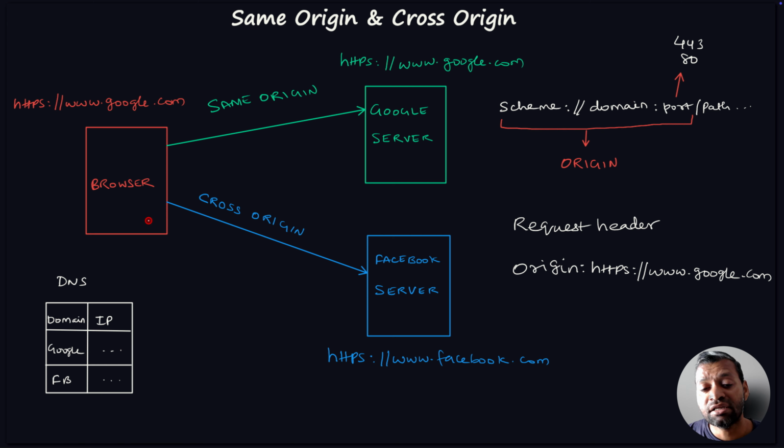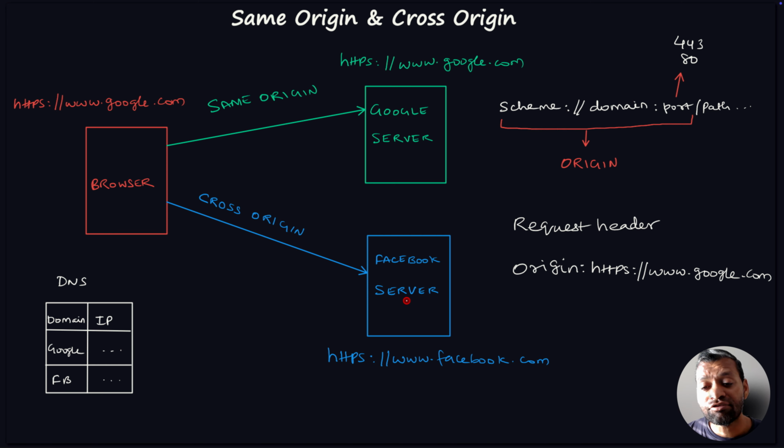From the browser side, we know that this is the page that is currently loaded and this is the request that we are making, and based on that we will be able to figure out whether this is a same origin request or cross origin request. But how does the server know? So if a request is coming to Facebook server, the Facebook server might not know whether that request is coming from the Facebook page itself or from some other page, in this case like Google. So the Facebook server does not know that.